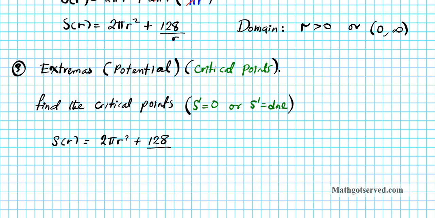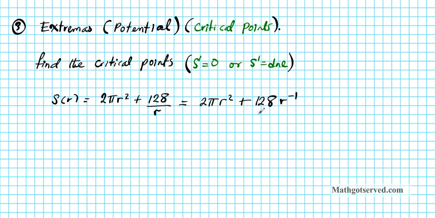Now, let's differentiate this function. But before we differentiate it, we can rewrite this portion so it's easy to differentiate. I don't want to use the quotient rule if I don't have to. So this can be written as 2 pi r squared plus 128 r raised to the negative 1, using the reciprocal property of exponents, okay? Now it's easy to differentiate simply by using the power rule.